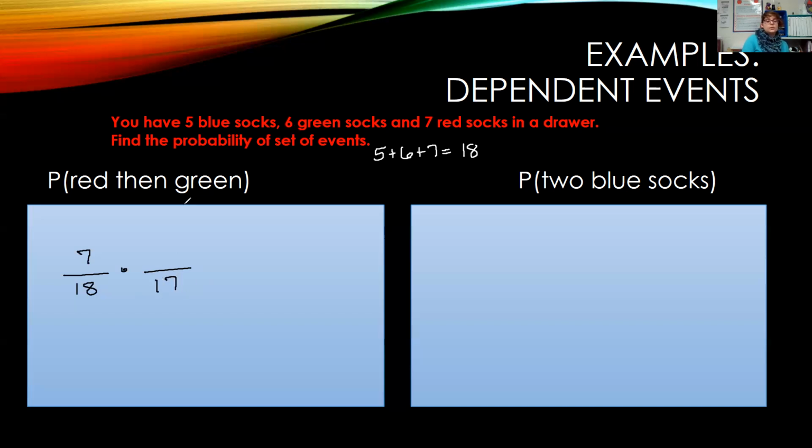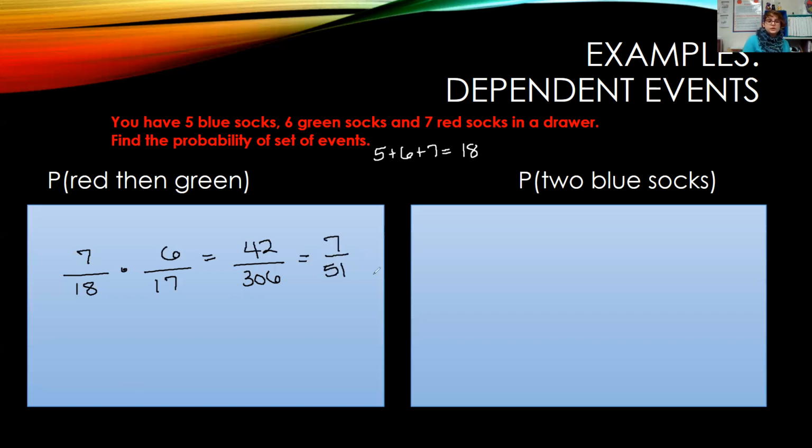And now I want to think about the probability of getting a green sock. Well, the first sock we took was red, so all of the green socks are still in the drawer. I have 6. Okay, we're going to multiply this. We get 42 over 18 times 17 gives us 306. We can simplify that, and we get 7 over 51.